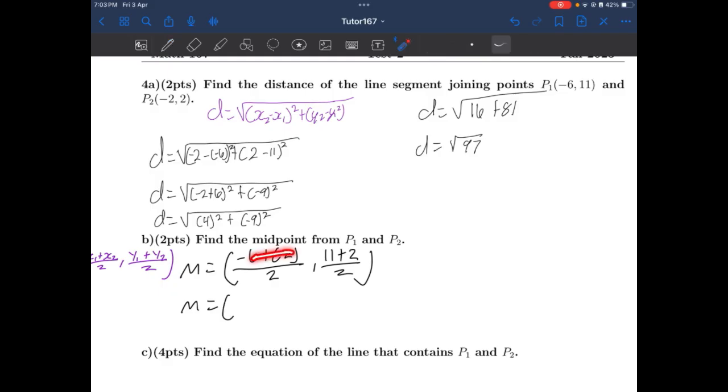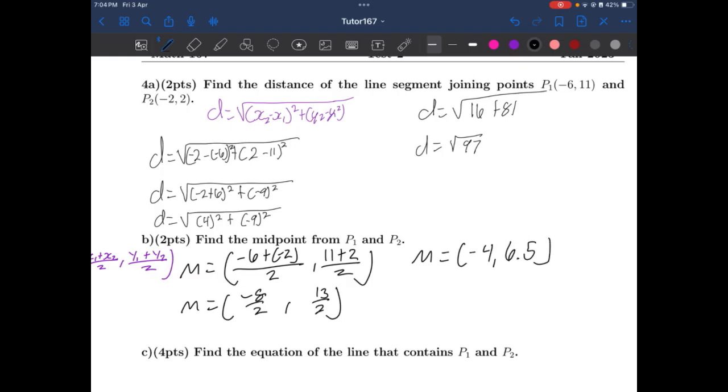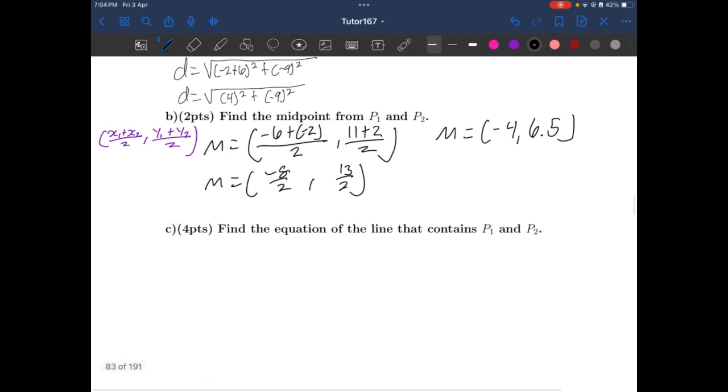That's negative 6 minus 2, because a negative times a positive is a negative. So negative 6 minus 2, that's negative 8 divided by 2. And then this is 13 divided by 2. So m is equal to negative 4, 6.5. Okay.